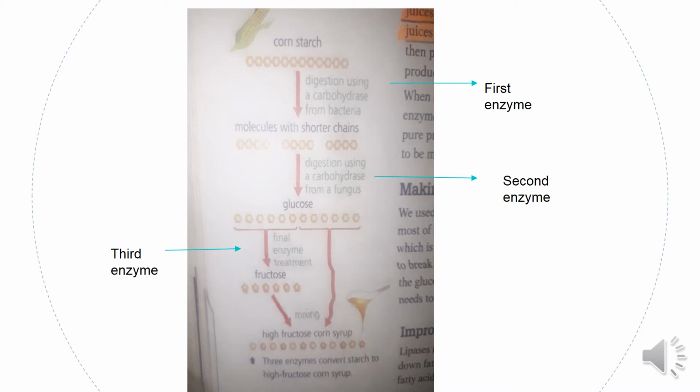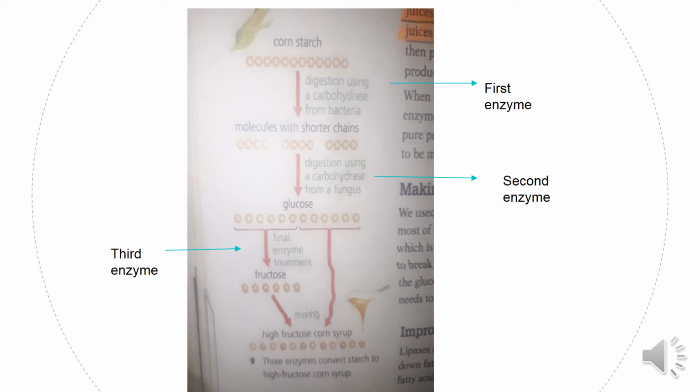Then a second enzyme is acting, and the digestion happens again using a carbohydrase enzyme from a fungus, or fungi, to give us glucose. And here we can see that the molecule is splitting into much simpler molecules.